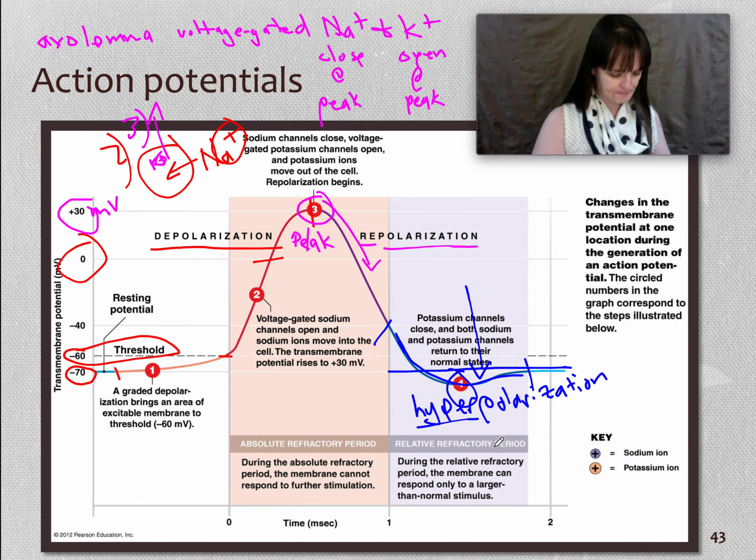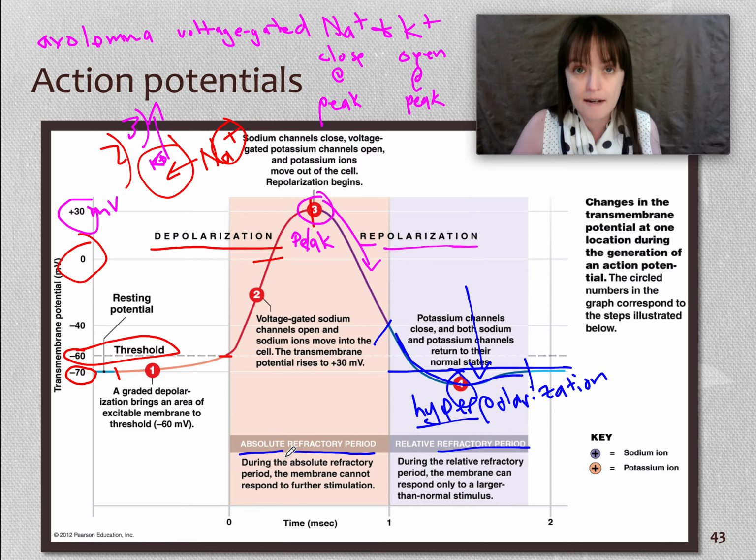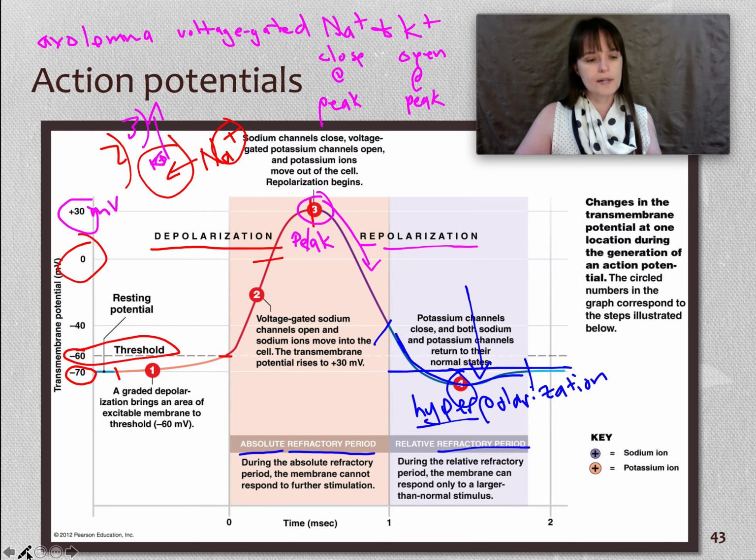Let's write that. Okay, so let's talk about the refractory periods. The rules for starting an action potential are different during the refractory periods, and there are 2 of them. During the absolute refractory period, action potentials absolutely cannot be generated. This is due to either the sodium channels are already open or they're inactivated.